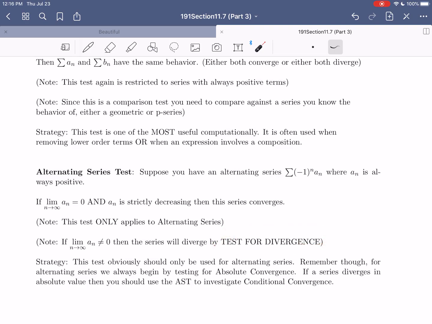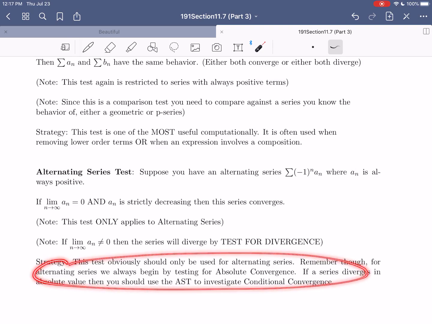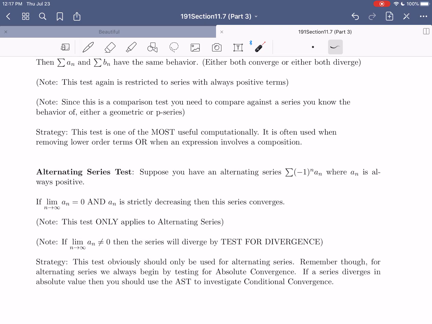So just be very careful there. A lot of times it's tempting, when that first condition fails, to say something along the lines of my series diverges by the alternating series test. That is always incorrect. If that first condition is not met, then your series will diverge, but by the test for divergence. In terms of strategizing, it's easy to identify when you're supposed to use this.